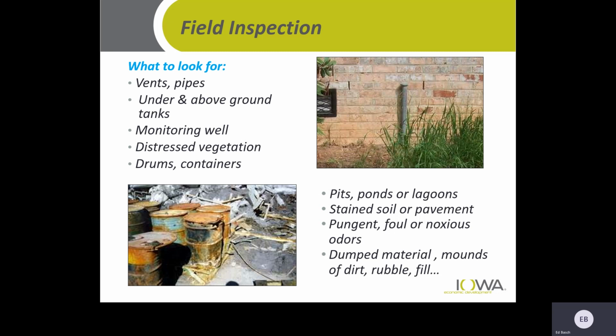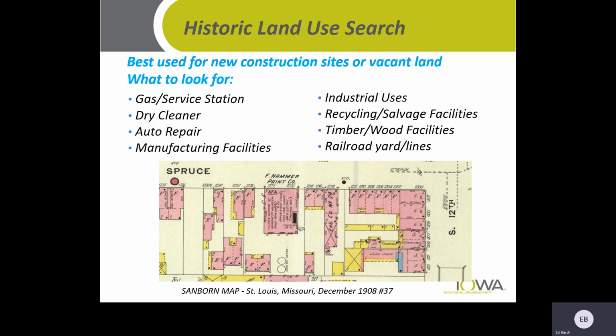Those are all pretty obvious. Usually it's not that easy to spot contamination, but sometimes it is. Again, this is a Sanborn map example, gives you an idea of what was there. And the listing there of the 8 items, those are all types of operations that could be potential suspects for contamination. So if you see any of those, you may want to try and find out more. Well, you will want to find out more about that site.